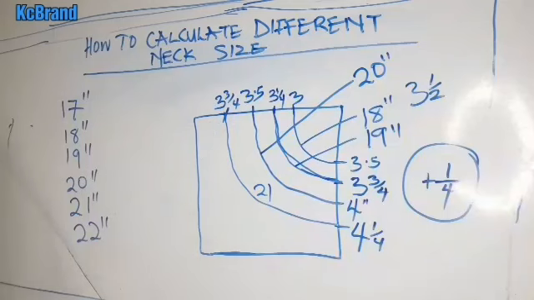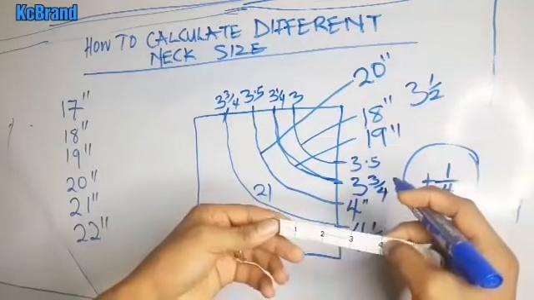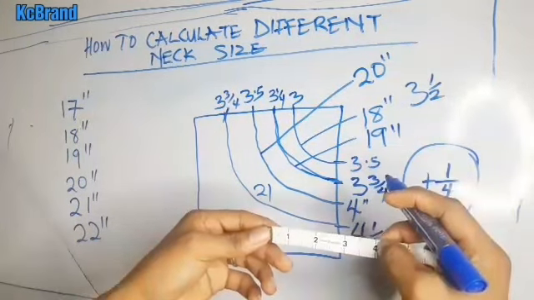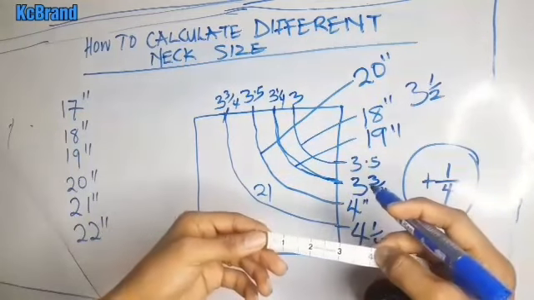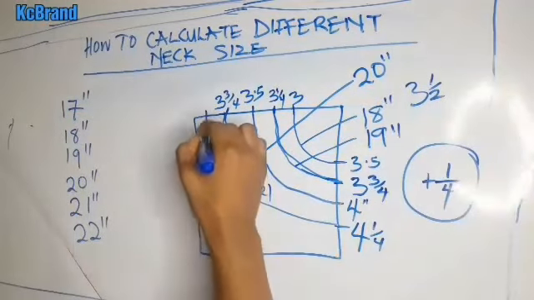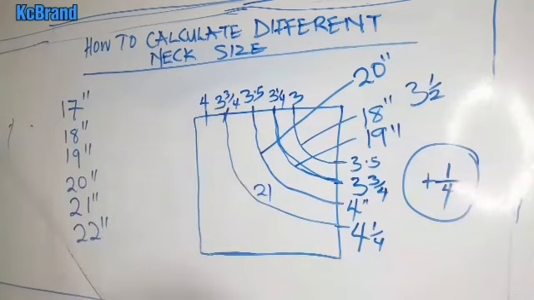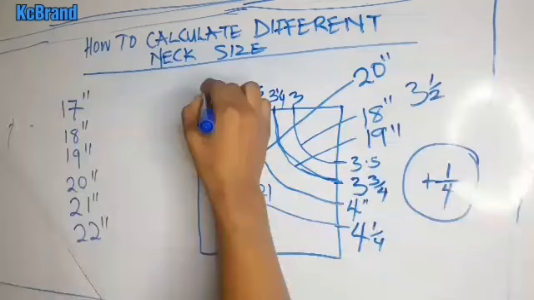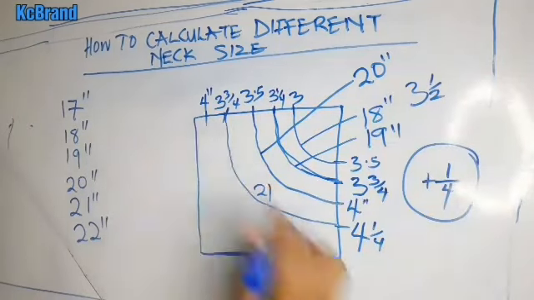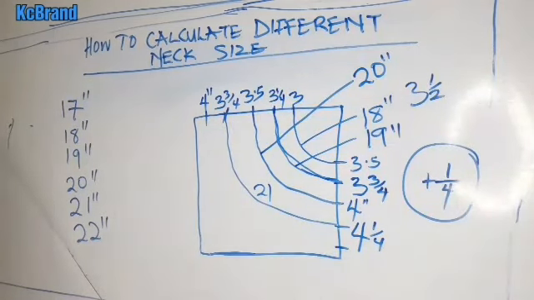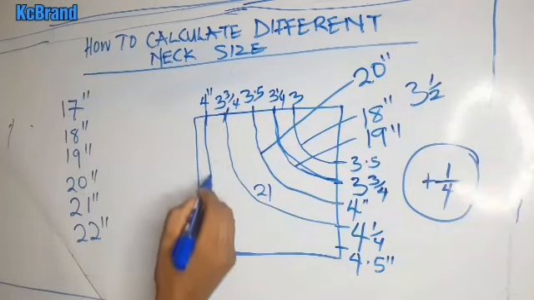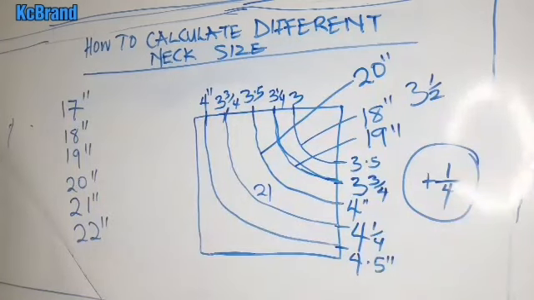Now for neck of 22 inches, what do we do? We already have our 3 3/4 here. So that 3 3/4, you add a 1/4 inch to it. That will give us 4 inches. So this side, we are going to add 4 inches. If we have 4 inches here, automatically by the side, we'll be talking about 4.5 inches. Then we cross it.